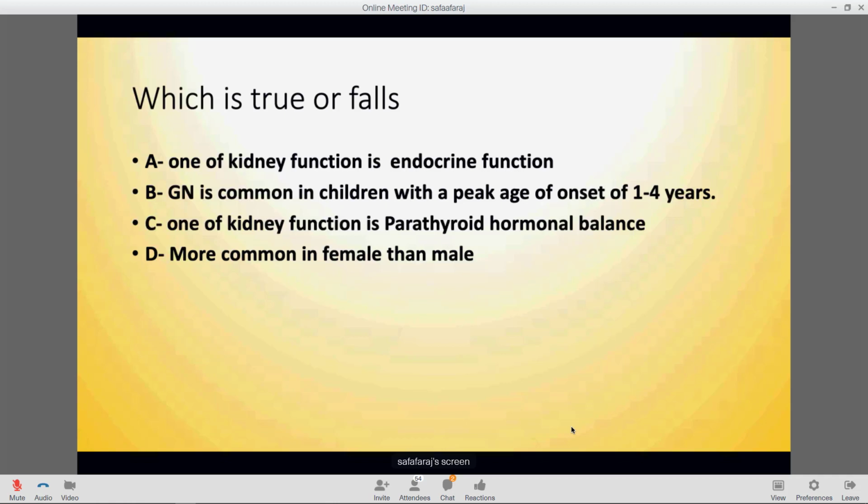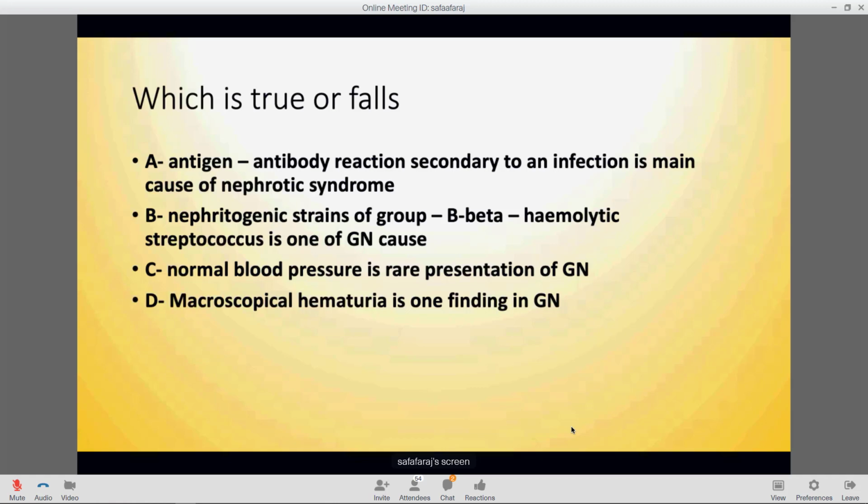C. One of kidney function is parathyroid hormone balance. Doctor, true. Okay. More common in female, doctor, false. It is more common in male. Yes.